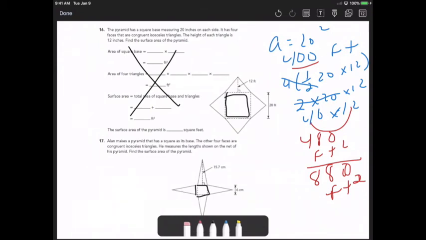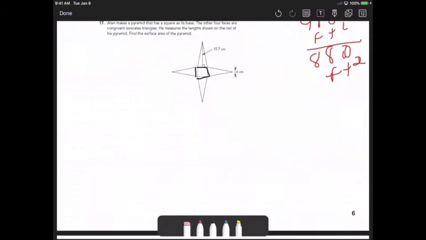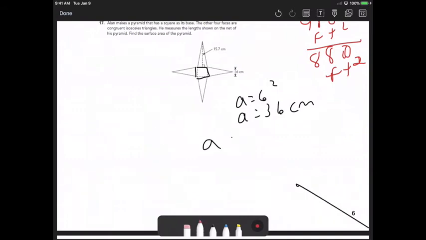Let's do number 17. I'm going to just move it up. So number 17, I like to do the square first. So area will equal 6 squared. So area for the square is 36 centimeters. Then for the triangles, area, let me just erase that. Area equals 4 times 1/2. You didn't have to put a times there.